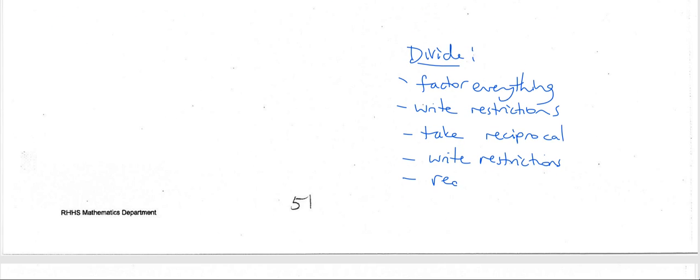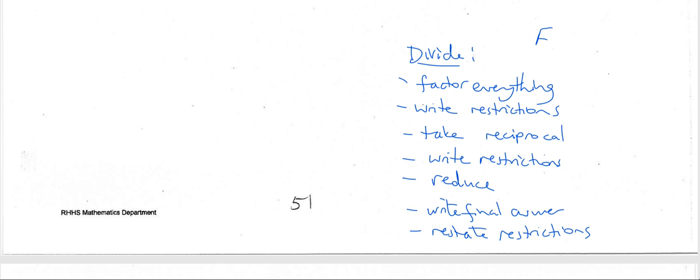So reduce. Okay, and then I can write the final answer. But I also have to restate the restrictions. So factor, write the restrictions, take the reciprocal, write the restrictions, reduce, write the final answer, and restate the restrictions. So all you have to do is remember that.